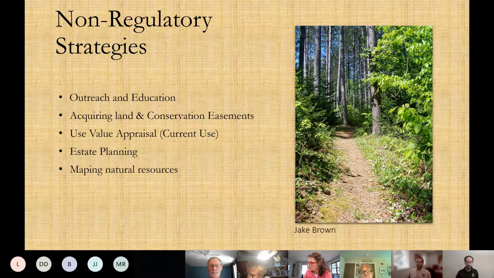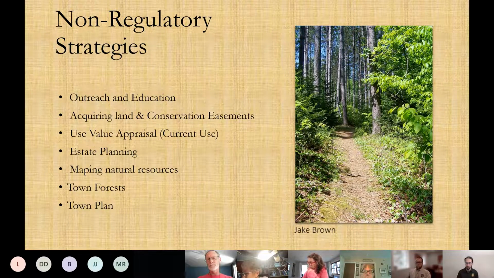And then we have mapping natural resources. This could be a community effort or a hired environmental consultant could come in and do something. But this is going to highlight unique natural communities in your town and allow your town to see its natural resources and how they connect to neighboring communities. We have town forests. This could be something you decide to establish to model sustainable forestry practices and great places for recreation. And then last but not least, there's the town plan, which is the foundation for planning and can really encourage all of these non-regulatory strategies on the town scale and sets you up for regulatory strategies.